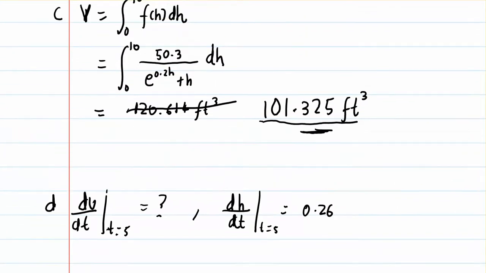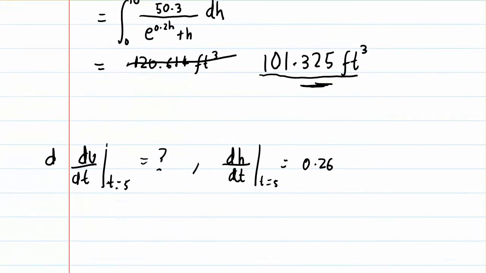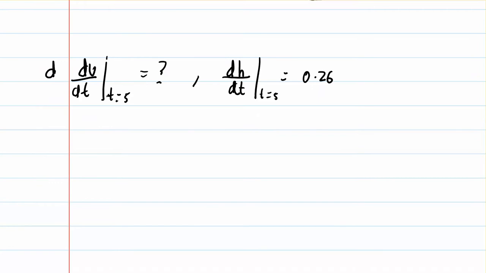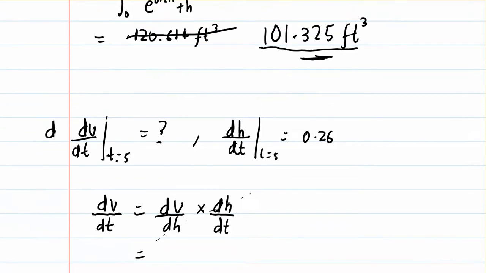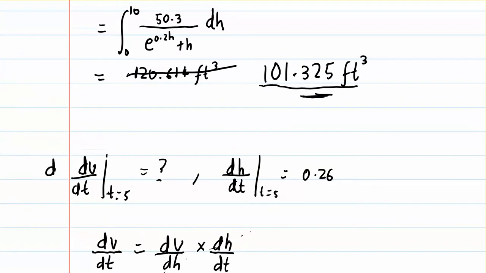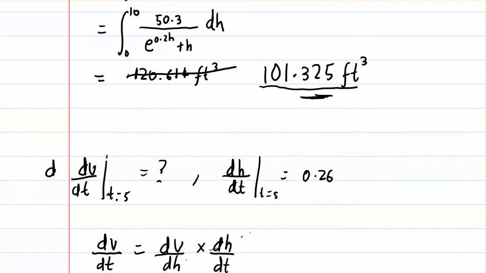We already have V. We found that in part C. But to find dV/dt, we just need to break it down. dV/dt equals dV/dh times dh/dt. We know this because the dh would cancel the dh, but we are using this property to find dV/dt. So we know dh/dt, but do we know dV/dh?